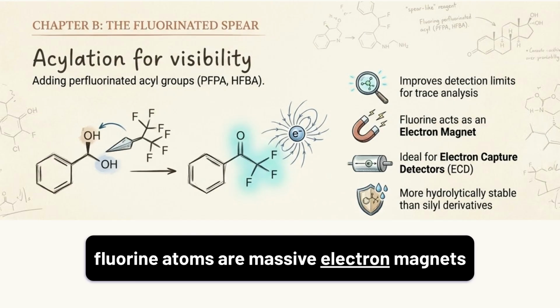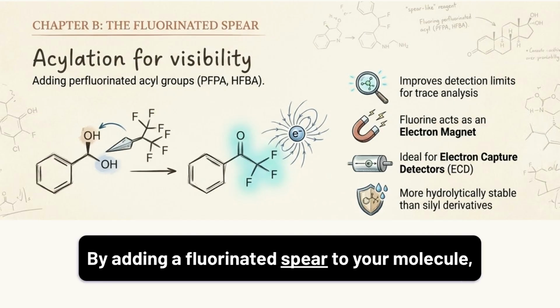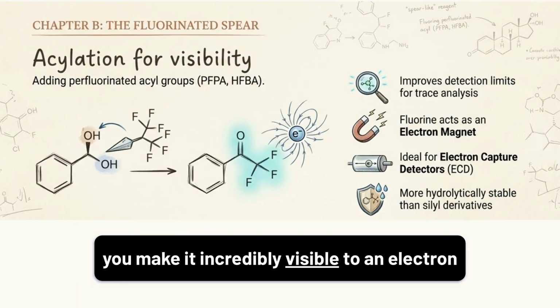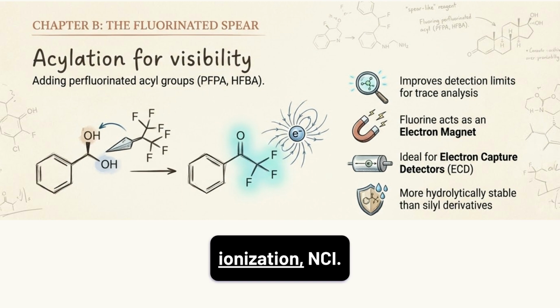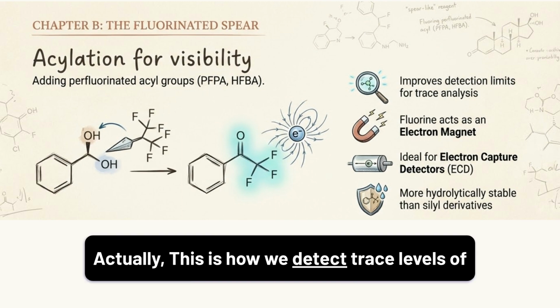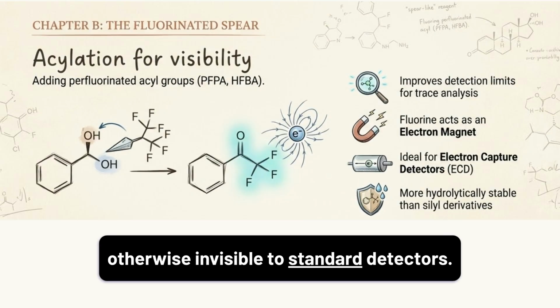Fluorine atoms are massive electron magnets due to their high electronegativity. By adding a fluorinated spear to your molecule, you make it incredibly visible to an electron capture detector, ECD, or negative chemical ionization, NCI. Actually, this is how we detect trace levels of steroids or environmental toxins that are otherwise invisible to standard detectors.